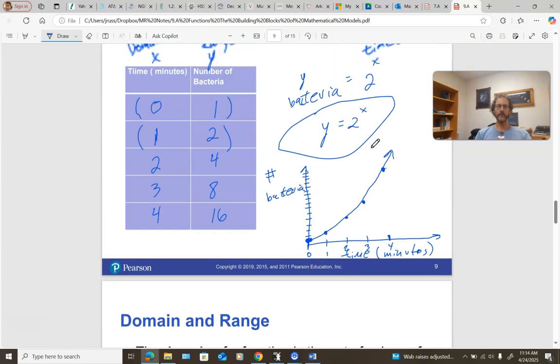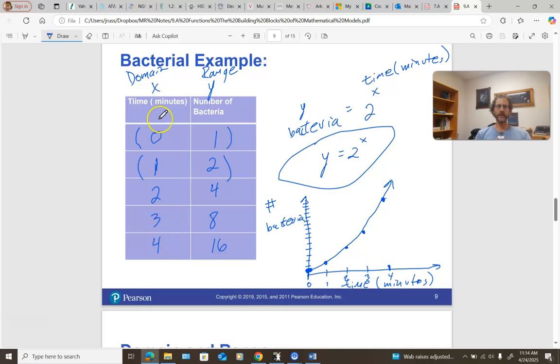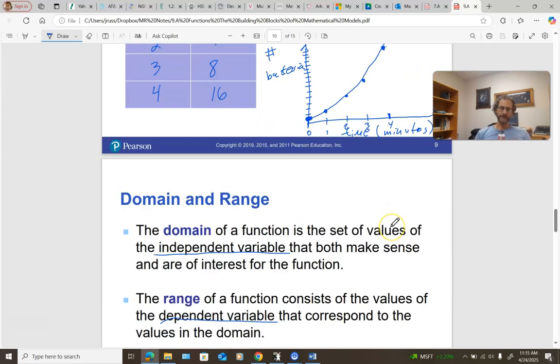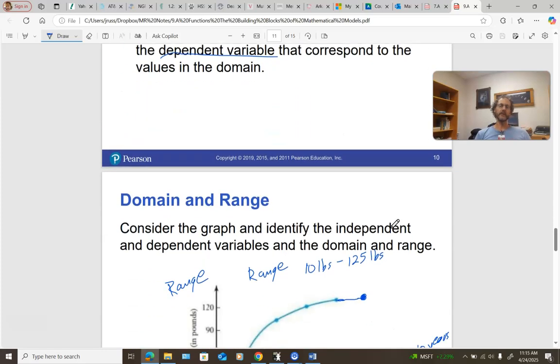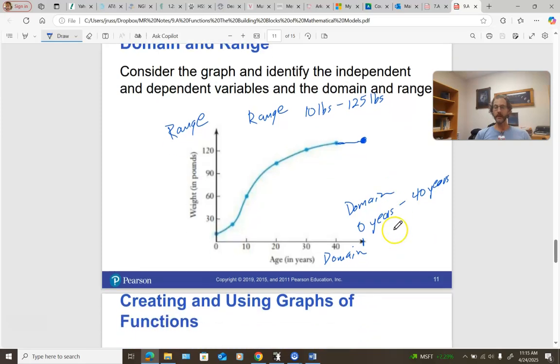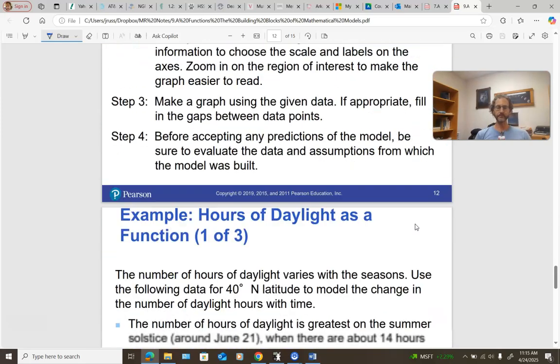Or like up here, we're concerned about bacteria. Since we know this is the relationship right here, if we want to see how many bacteria there are after 10 minutes, we just plug a 10 in for x and see what 2 to the 10th power is, and that'll tell us the number of bacteria. Okay, so that's the real power there in functions. We use them to model behavior.